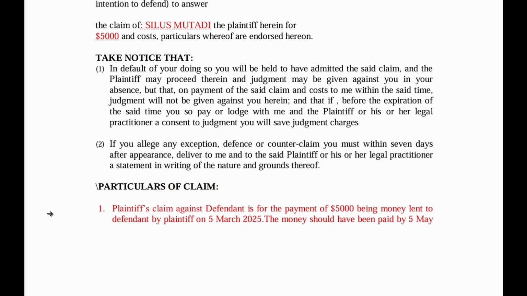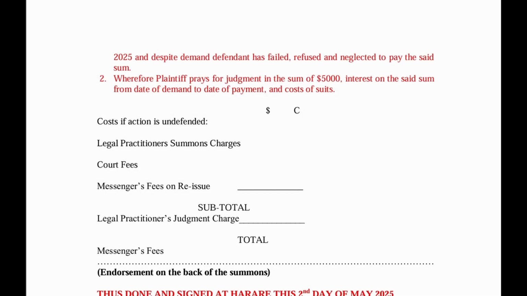For example, paragraph number 1 is where the money which was owed to Mtadi by Ziwa is indicated, and the key dates on which the money was lent and when the money was supposed to be paid. It is very important to take note that for this particular summons, the particulars of claim are part of the summons because they are below 100 words.